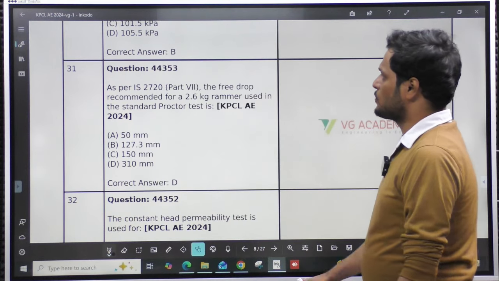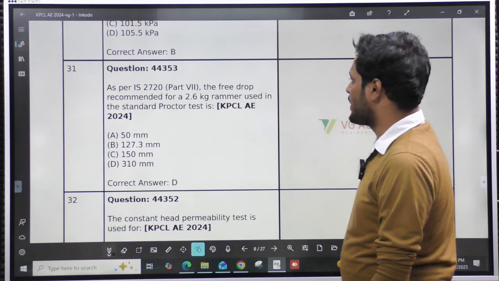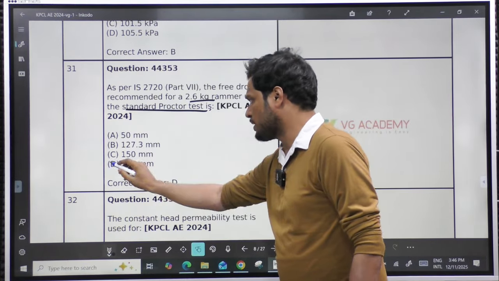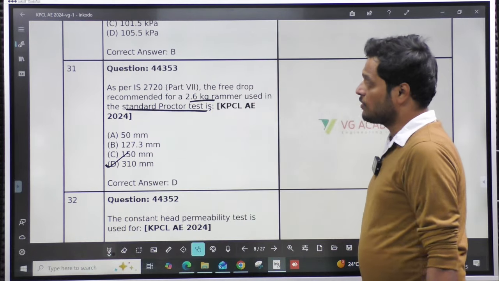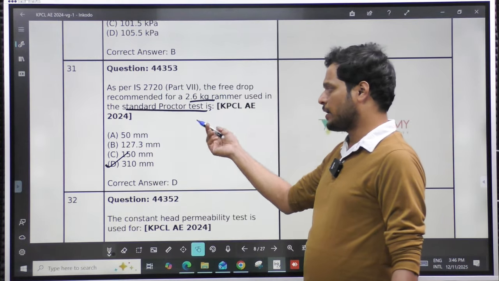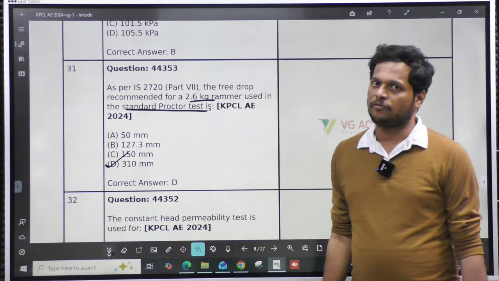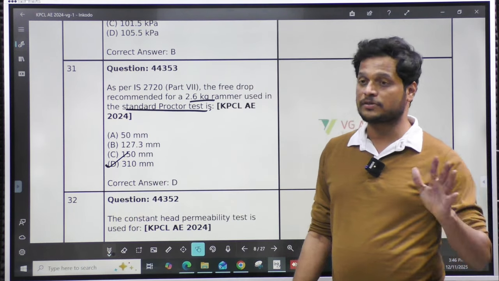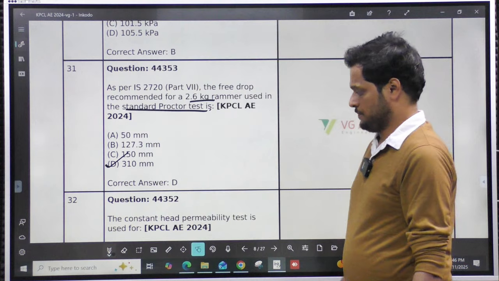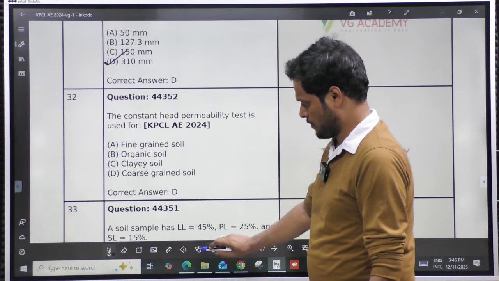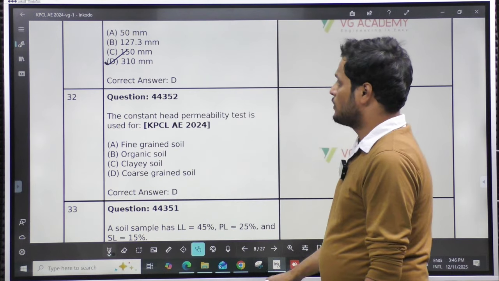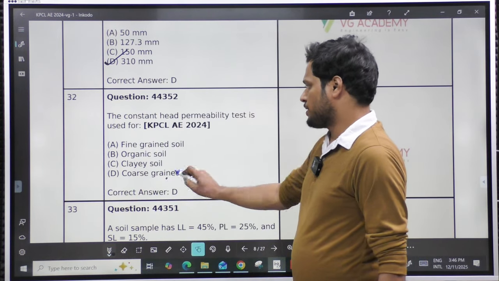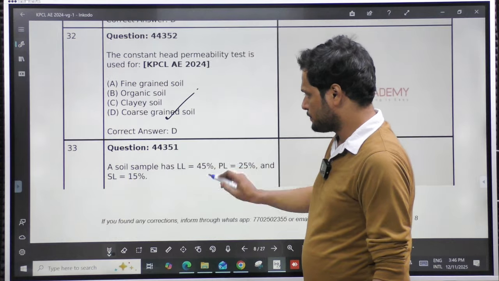As per IS 2720, the free drop for a 2.6 kg rammer used in standard Proctor is 310 mm. For a modified Proctor, approximately 4.8 kg and 450 mm. And for standard Proctor, the number of layers is only 3, and for modified Proctor, the number of layers is 5. That is also one difference. The constant head permeability test is used for coarse grained soils, variable head for fine grained.